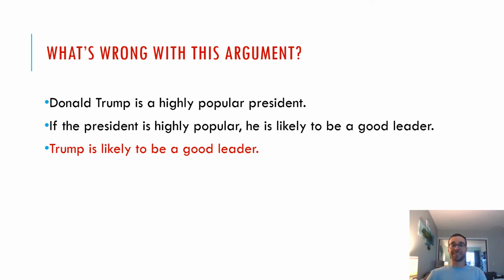Here, the premises do entail the conclusion. We have an argument here with good structure. The problem, however, is that the second premise is false. Just because a president is popular doesn't mean the president is likely to be a good leader. These really don't have anything to do with one another. And so, while my premises may lead me to believe my conclusion, I don't trust the premises because premise 2 is false. So here, our argument is problematic because of its content.